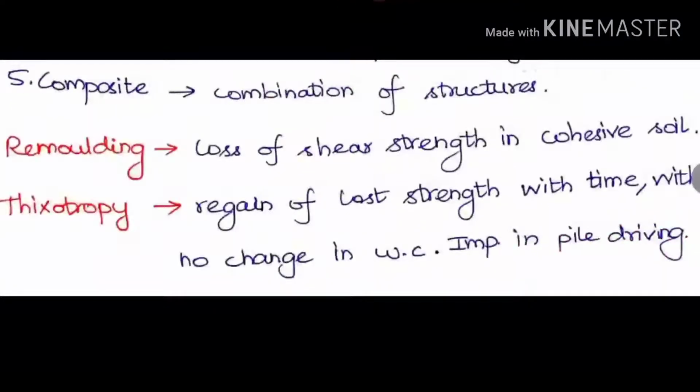And the last one is the composite type. So it is nothing but a combination of one or two types of structures. So what does remolding mean? When a cohesive soil like clay loses its shear strength, that is what we call the remolded clay.